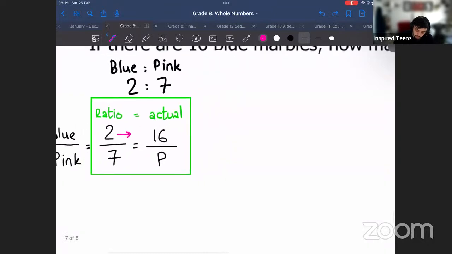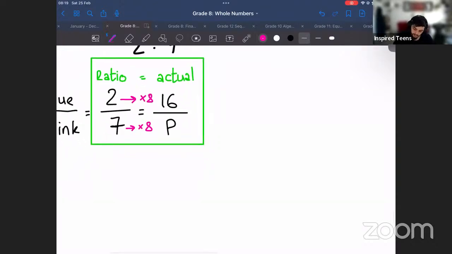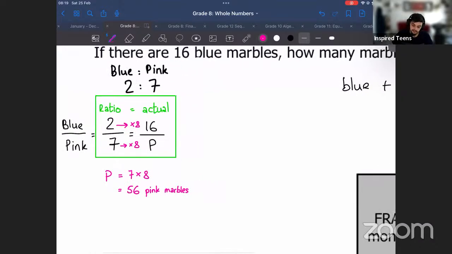So to get from 2 to 16, we multiply by 8. The ratio remains constant. So if you want to know how many pink marbles we have when we have 16 blue, we have to multiply by the same value as well, 8. So the pink marbles are going to be 7 times 8, which is 56, I think, if my timetables have not left me. Okay, so that's for understanding purposes.